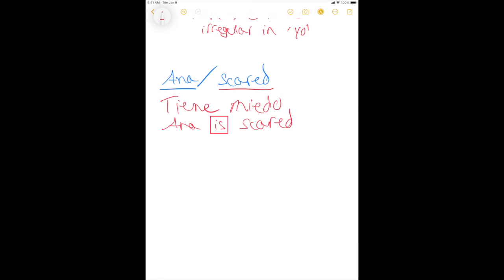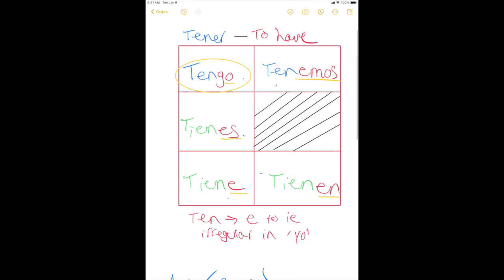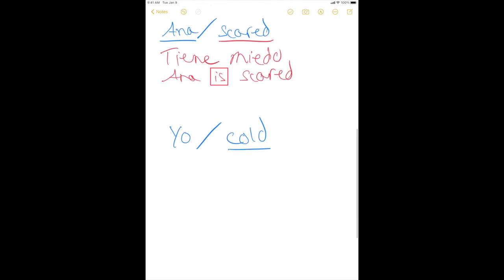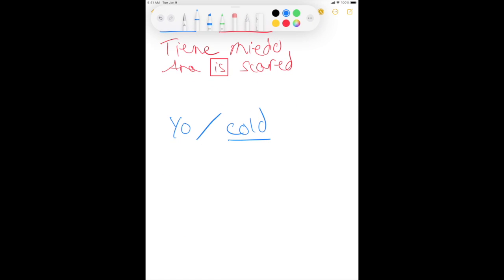All right, if you want to say something like yo and cold. If you did your vocab, we should know what cold is. It would be frío. So I go to my chart. How do I say tener in the yo form? It's one person, so I need the left side of the chart. I am this person. Bingo. It's the first one. So yo of tener is tengo.